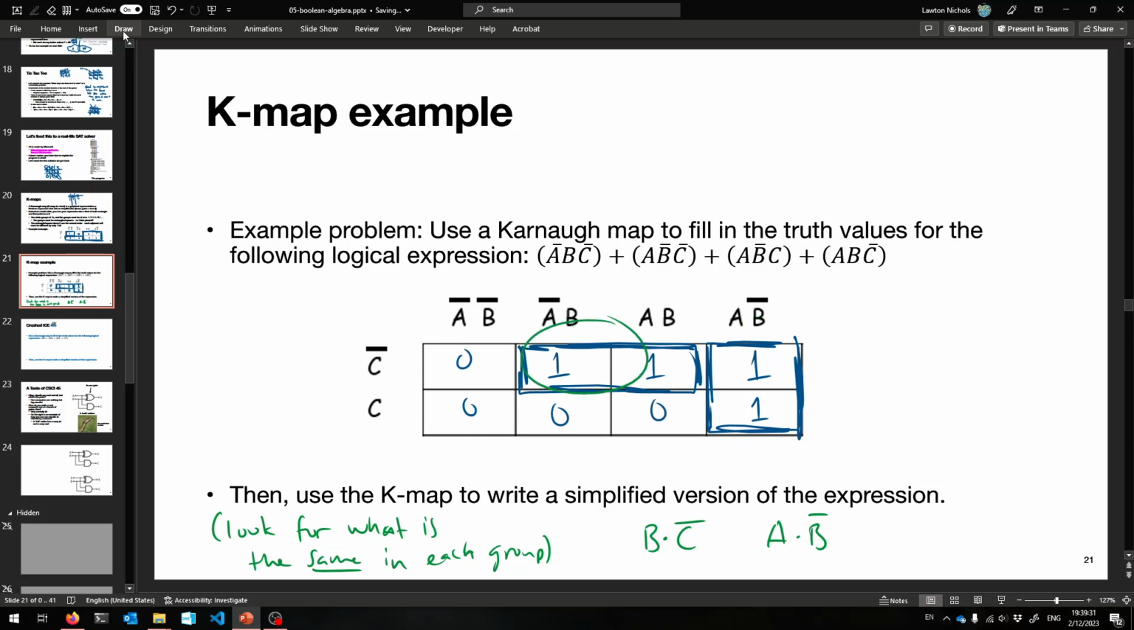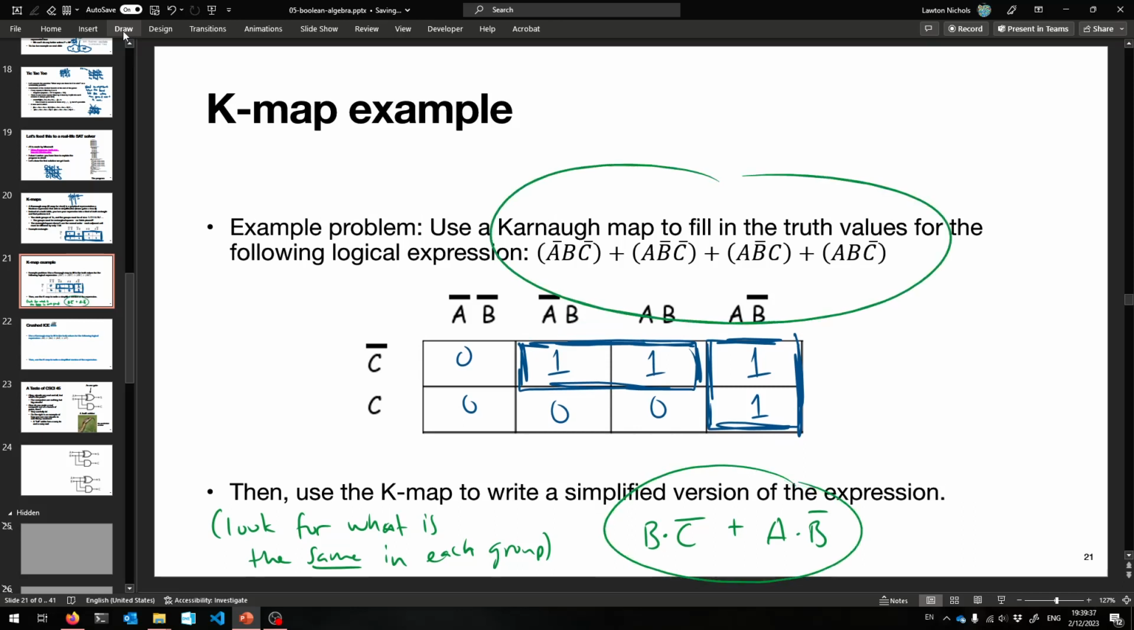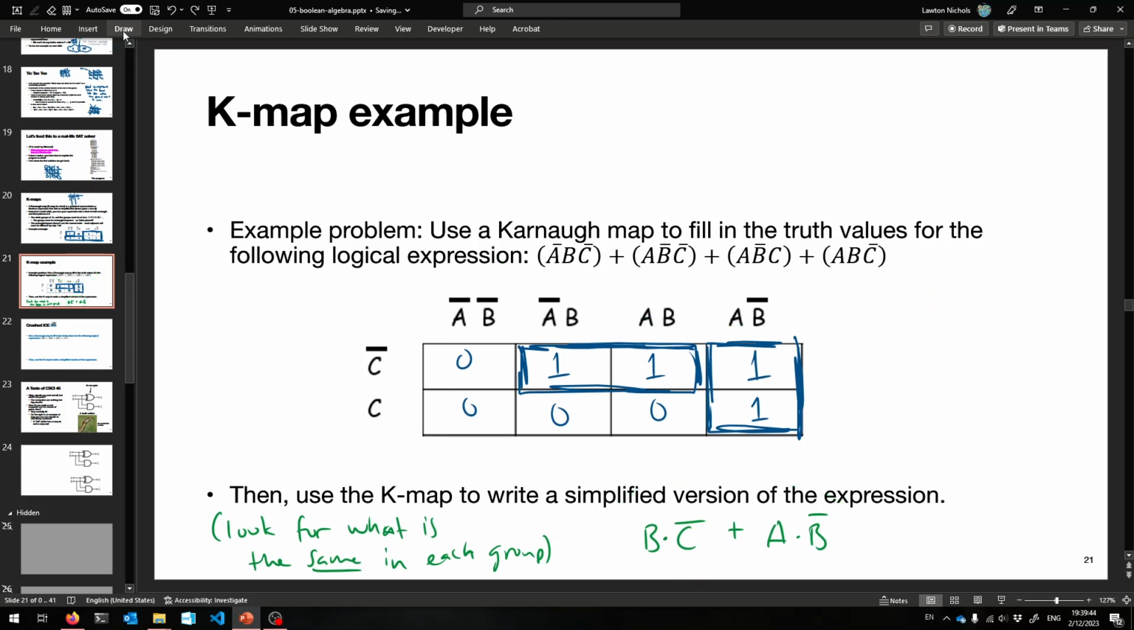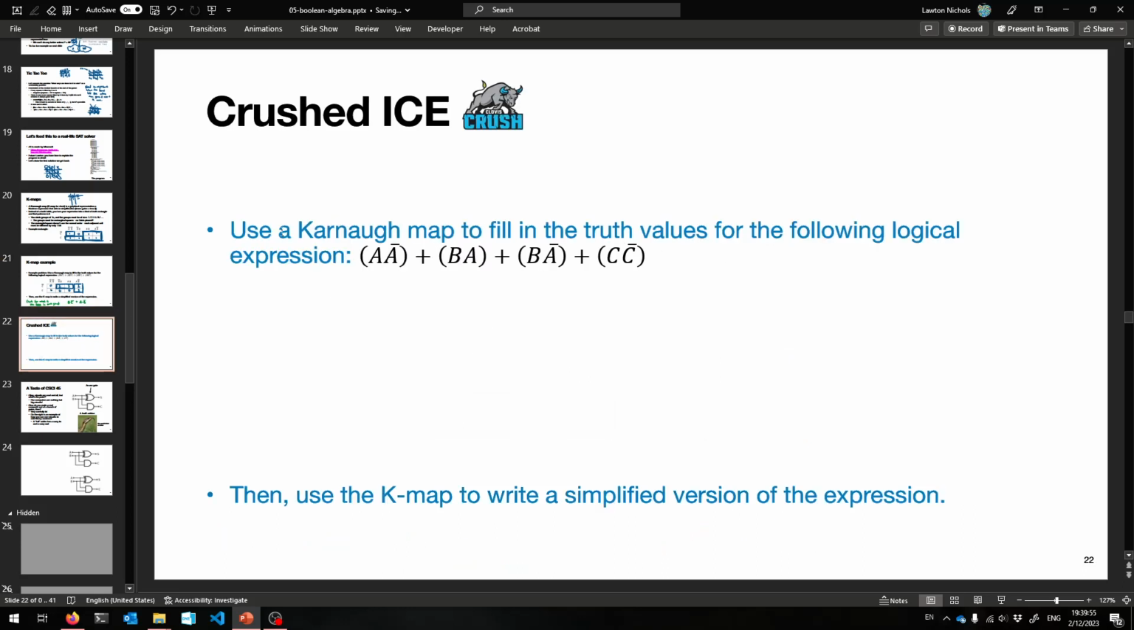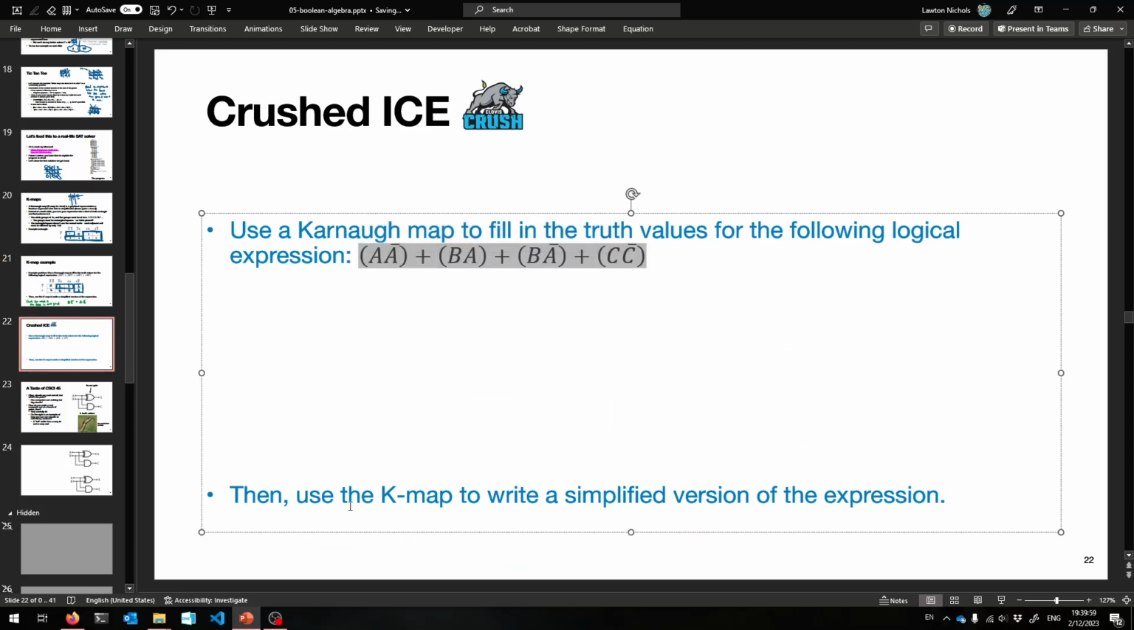And we want 1s here or here in both places, so we're going to OR together those answers. And so this is now a simplified version. It's much smaller than this one. And I hope you see how useful it is. It's going to take some practice to understand why it's working, but hopefully at least you can see how useful it is. So with that in mind, let me give you this example. Use a Kmap to fill in the truth values for this expression, this fancy one, and then also use that to write a simplified version of that expression.